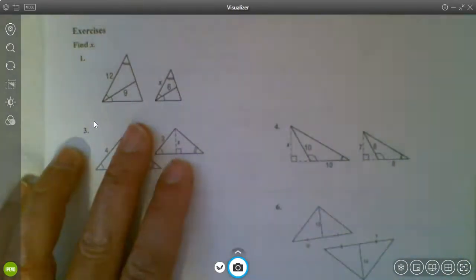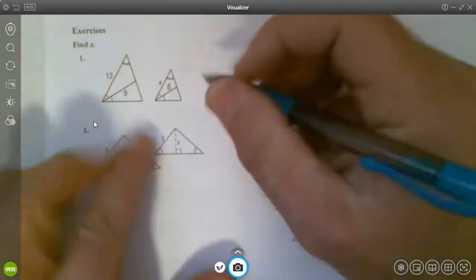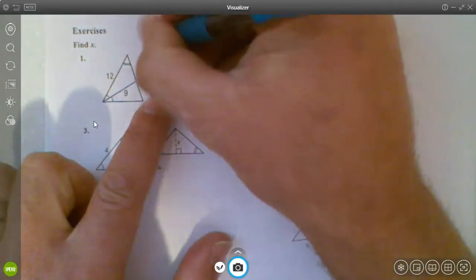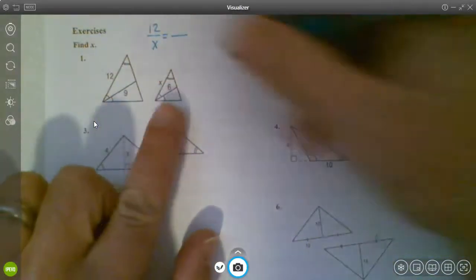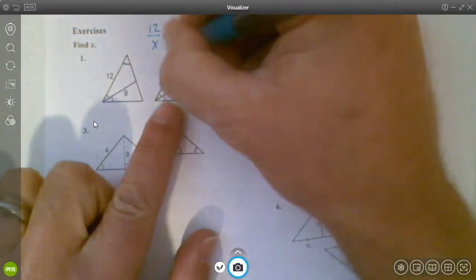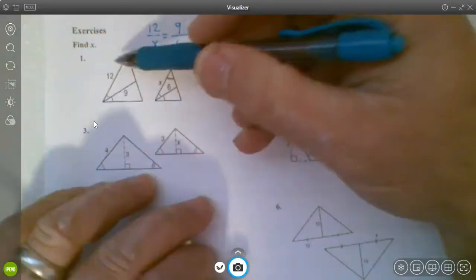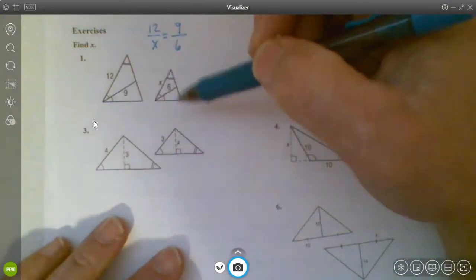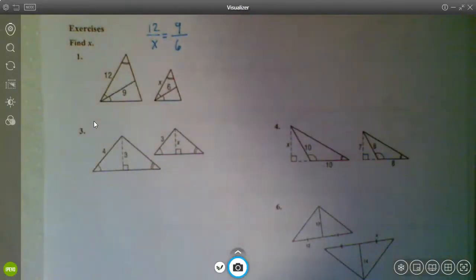So again, guys, the whole point of this is consistency, right? As long as you're consistent in the way you set this up, you should be safe. So if I'm going to do 12 over x as my first ratio, then I have to do 9 over 6 as my second ratio. So that's one good way of setting it up. You could even work this way with it if you wanted to. I can say 12 over 9 equals x over 6. So again, as long as I'm consistent in the way that I'm setting these up, I should get the same answer no matter which way I do it.